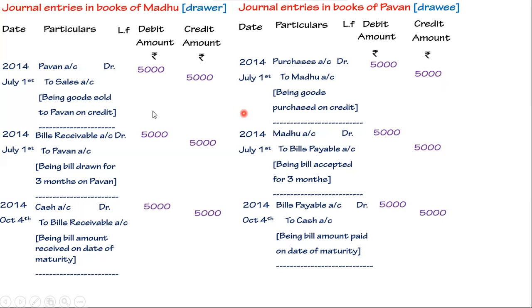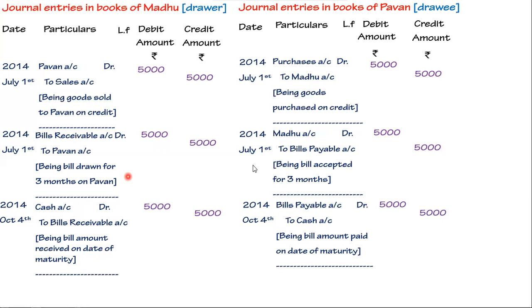As soon as the goods are sold, the seller will immediately draw a bill on the buyer. So again the date will be taken as 2014 July 1st, as it is bills receivable for him, because he has to receive the amount from the buyer. So the journal entry will be bills receivable account debit 5,000 to Pawan account 5,000, and the narration will be being bill drawn for 3 months on Pawan.